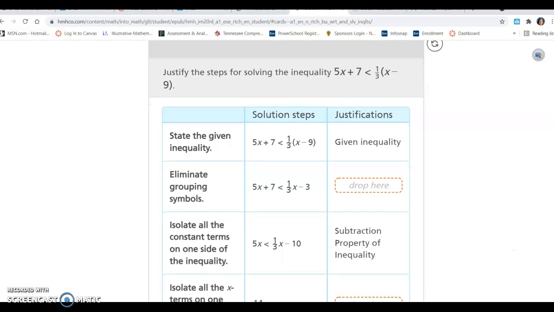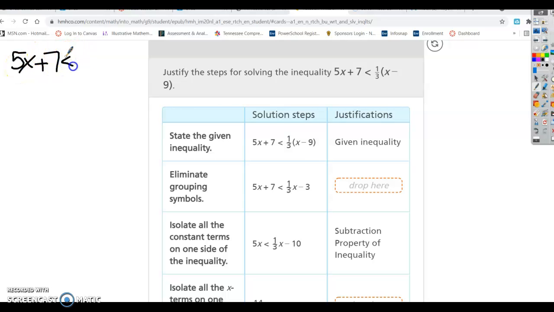All right, justify the steps to solve the inequality. So I like to go ahead and look at these and solve them myself first. So let's look at this inequality and see what it's going to look like. So we're going to have 5x plus 7 less than 1/3 times x minus 9.